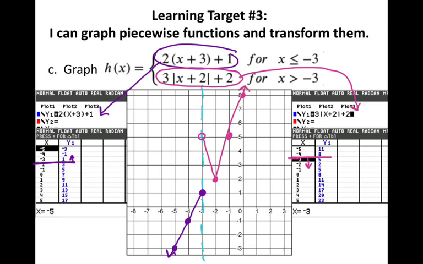One thing that I want you to notice is how skinny that V is, and that's because there is a stretch. Look at this. 3 in the front, that's going to create a vertical stretch. So that's why your absolute value graph looks a lot more narrow than it usually does.